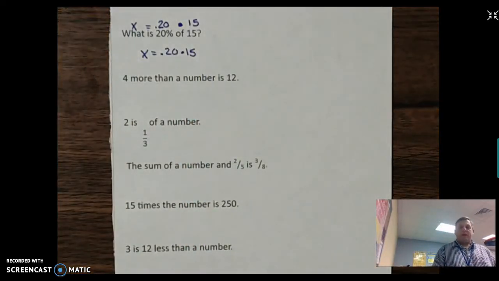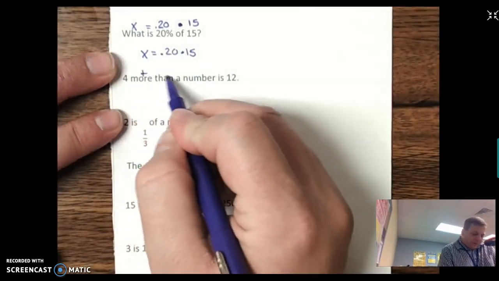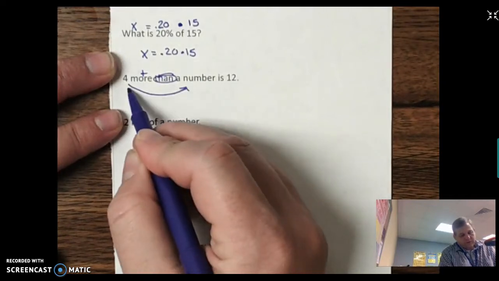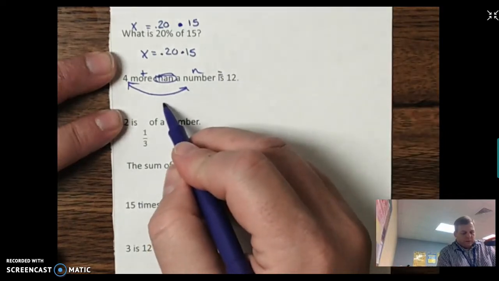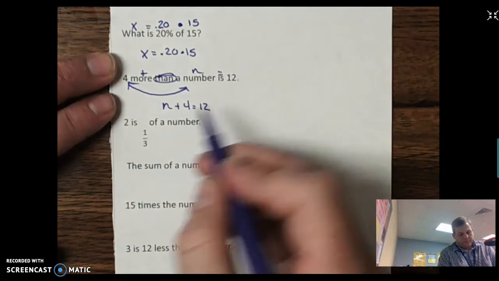4 more than a number is 12. We're back to the ones we've been looking at. 4 plus, there's that than word, so we're going to switch these two. A number equals 12. So n plus 4 equals 12.